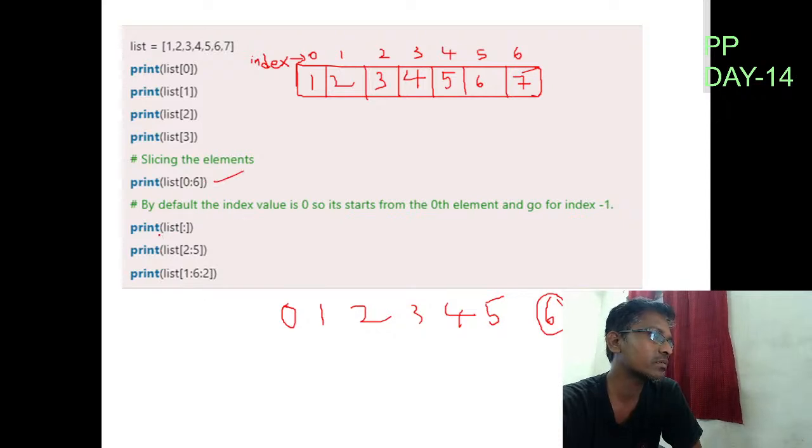And next one is print list colon. In this example, I don't know the starting index number and the end index number. So it will print from 0 to 6.